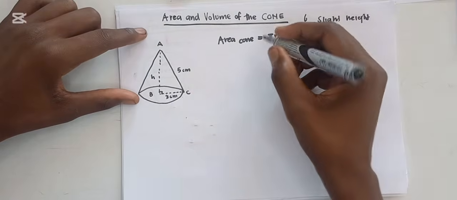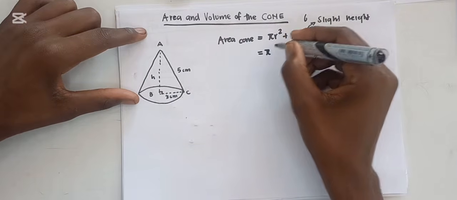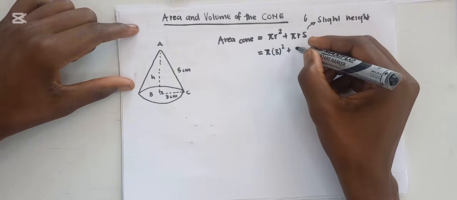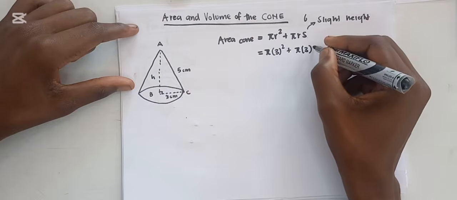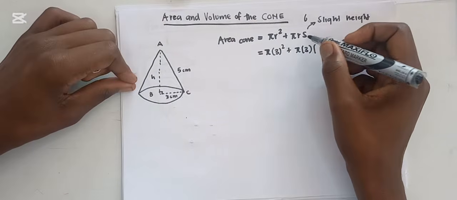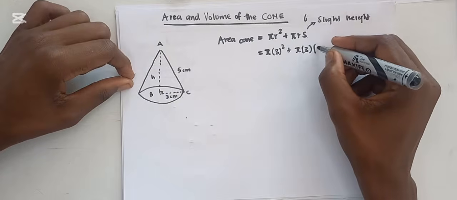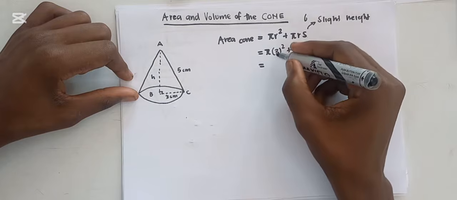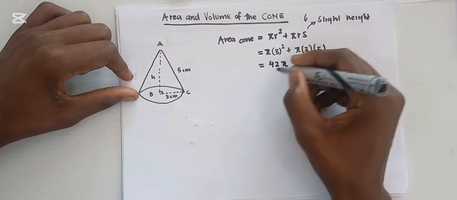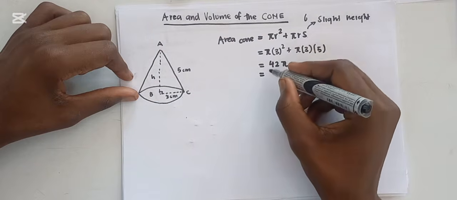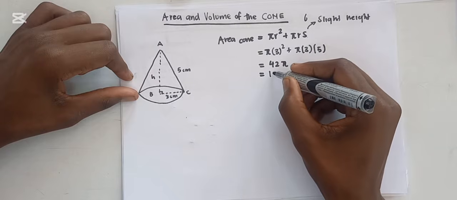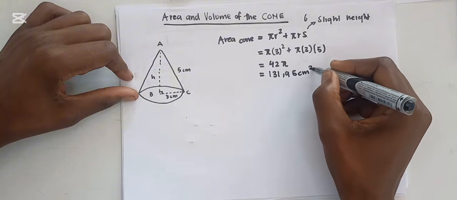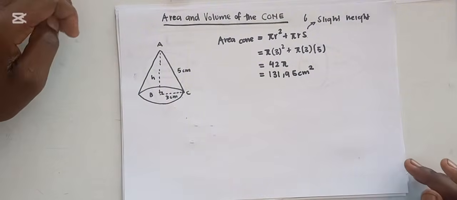So now let's substitute what we are given here. It's going to be pi. What is our radius? Our radius is 3, squared, plus pi times 3 times our slant height. Our slant height is 5 centimeters. So if you work this out on your calculator, you're going to get 42 pi, which if you round it to 2 decimal places, you're going to get 131.95 centimeters squared. Don't forget, the units are very important.